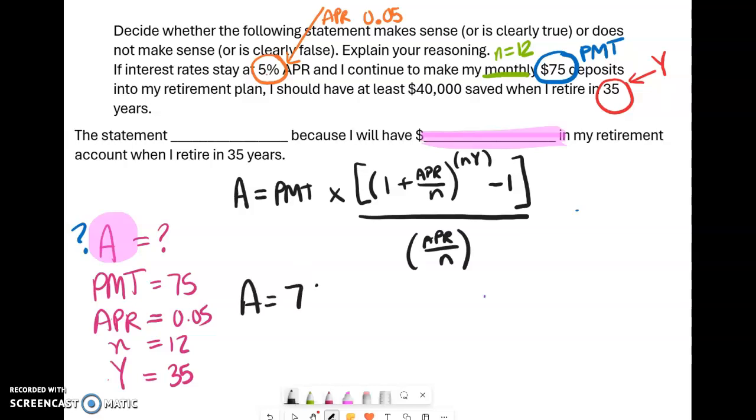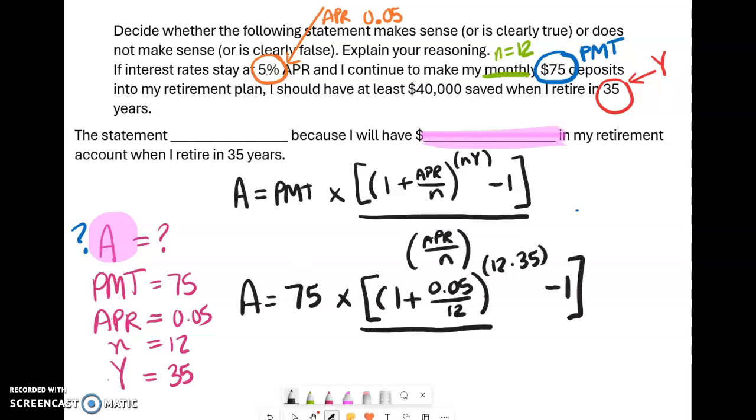So I'm going to say 75 times 1 plus 0.05 divided by 12, raised to the 12 times 35 power, minus 1. This divided by the APR divided by N. And now that I have this in here, I have everything correct. It's important to write this out so you know what you need to type on the calculator.